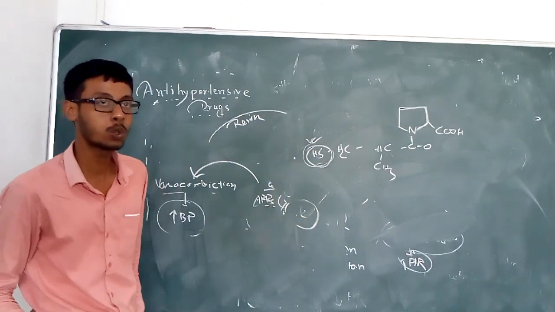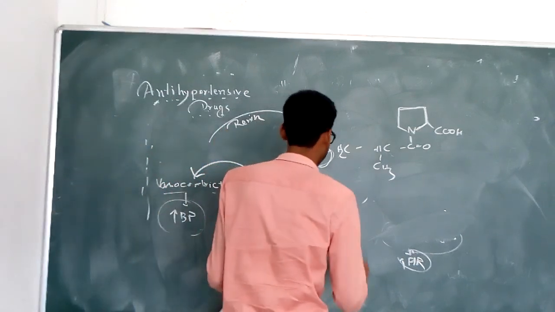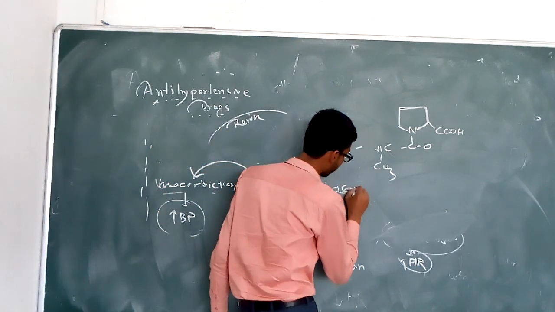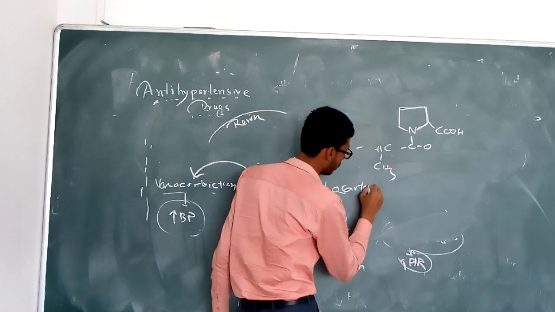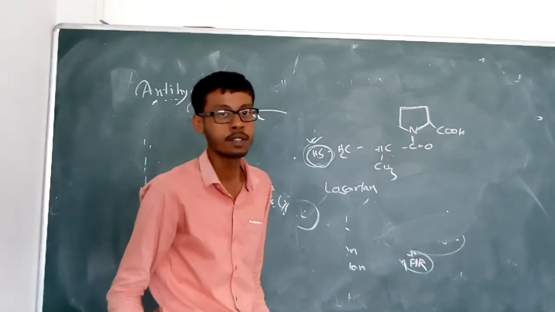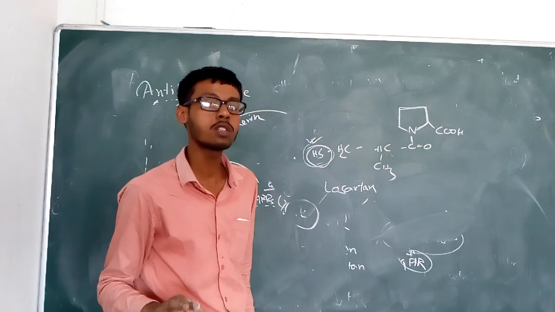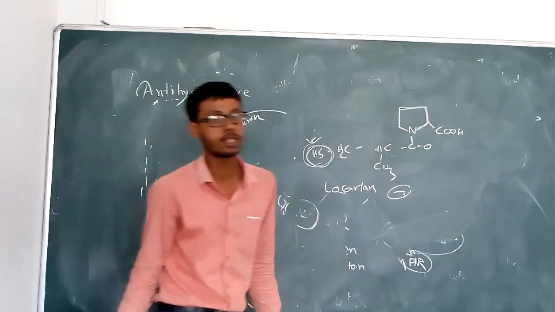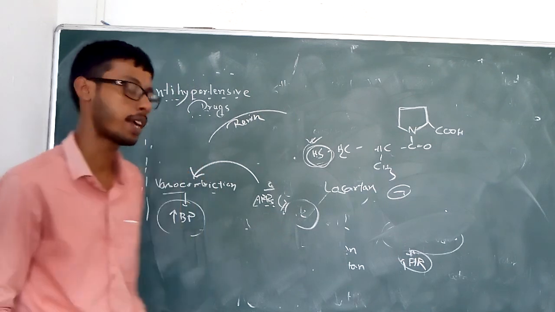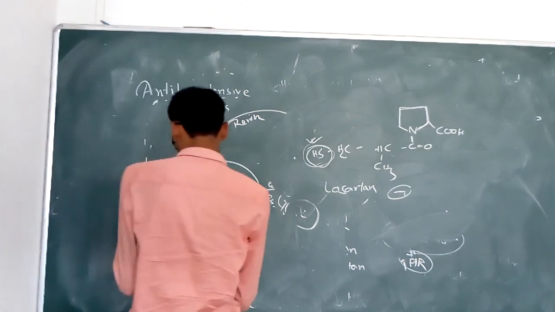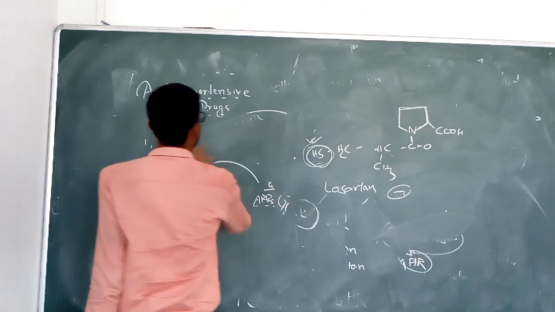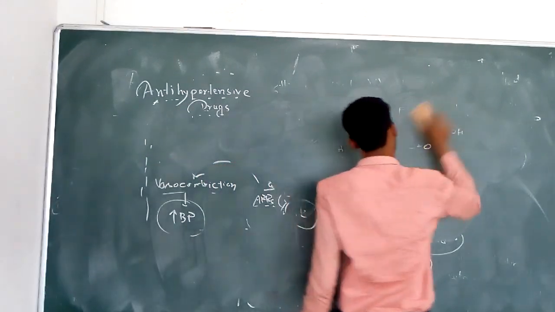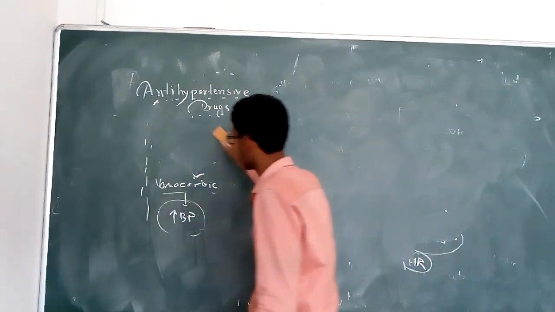Losartan is the prototype drug of the AT2 blockers, and losartan contains a triazole ring, and the triazole is the receptor for the acidic character. Now going to the further classification of antihypertensive drugs.